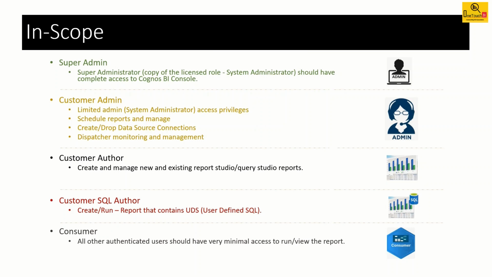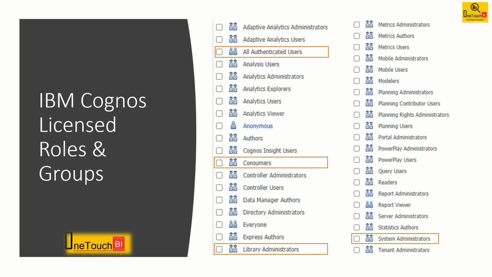Is it clear? I would like to show you the default IBM Cognos licensed roles we have out of the box in the IBM Cognos 11 software. The ones you see with the rectangle box are the ones we are going to leverage, and the remaining ones we will control directly using the capabilities section.